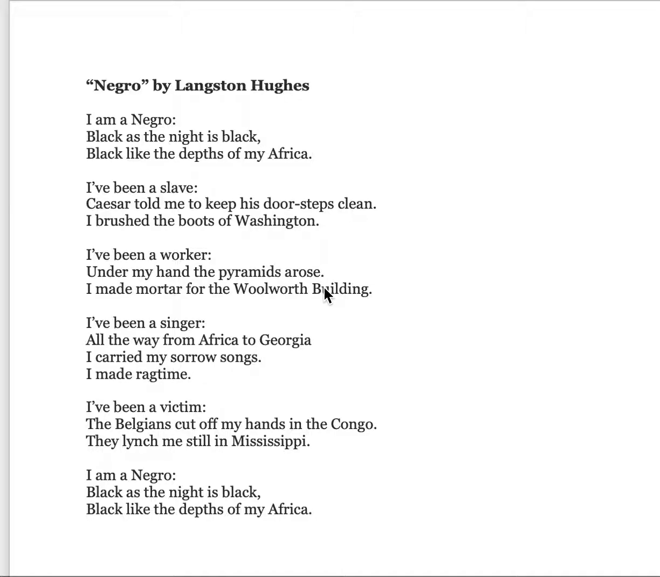And so Langston Hughes writes here in several stanzas, about 6 stanzas, and I want you to notice the speaker here. So it's a first-person speaker, it's the first-person narrator. He says, I am a Negro. Immediately off the bat, he has an identity set forth. And he describes what I personally am, but he also describes I as in the collective identity and unity of this culture. And so he says, I am a Negro, black as the night is black, black like the depths of my Africa.